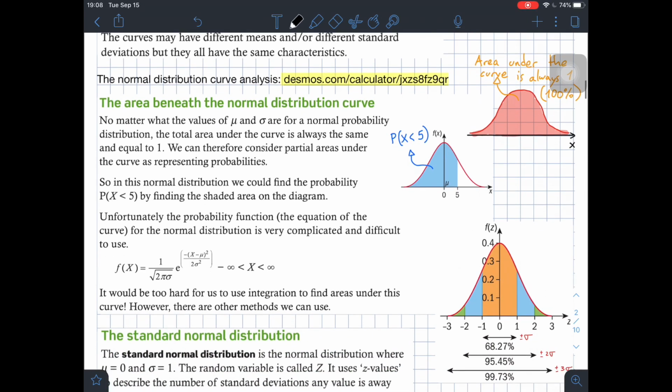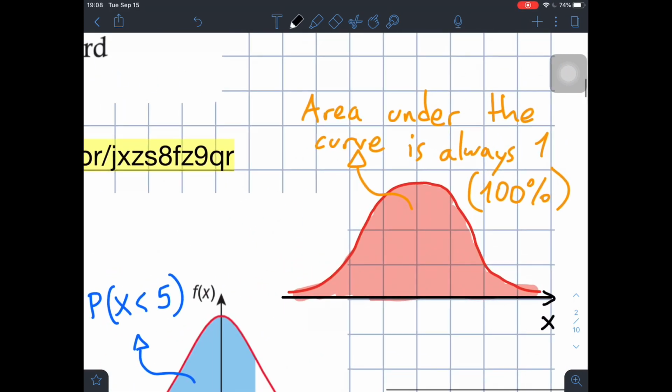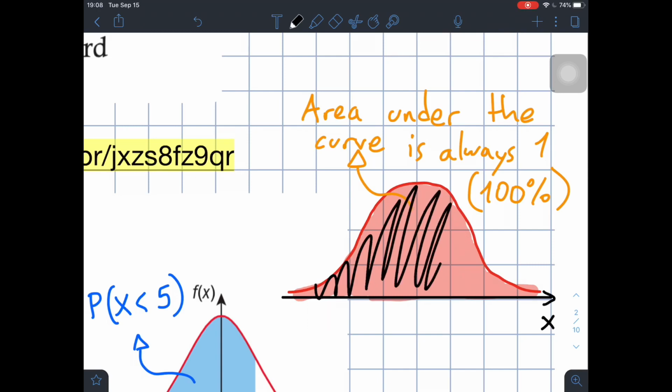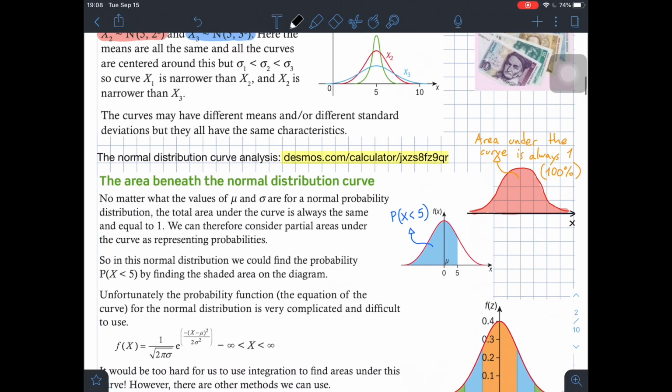Then it says, the area beneath the normal distribution curve. This is very important because it's the main application of normal curve distribution. It says, no matter what the values of the mean and the standard deviation are for a normal probability distribution, the total area under the curve is always the same and equal to 1. Okay, so if we draw this normal curve distribution, for example, the area under the curve is always representing 100% of our information. So that's something very important you must remember.